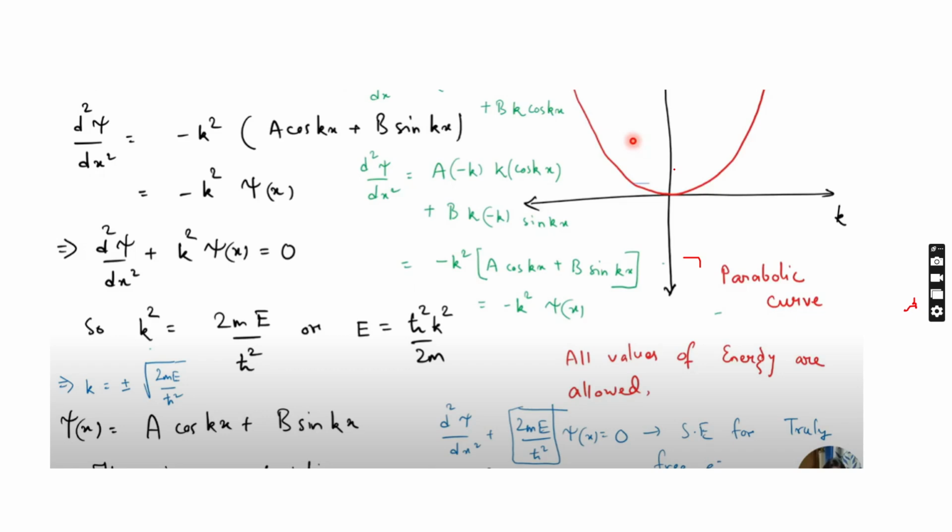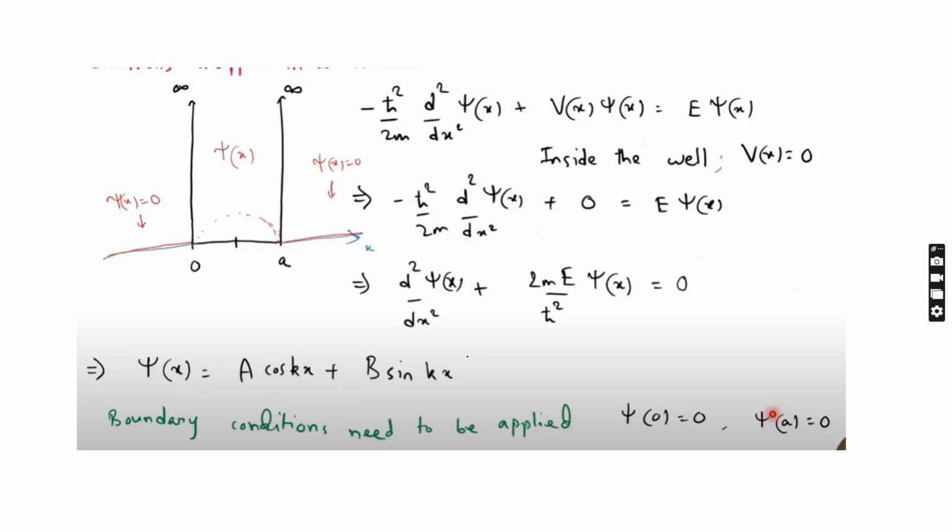So this will be the Schrodinger equation and the solution for truly free electrons. Now we will go to the other one, electron trapped in a potential. So in this case, the electron is only trapped between 0 and a distance a, and outside the potential well psi of x will be 0, while inside it will have a value.